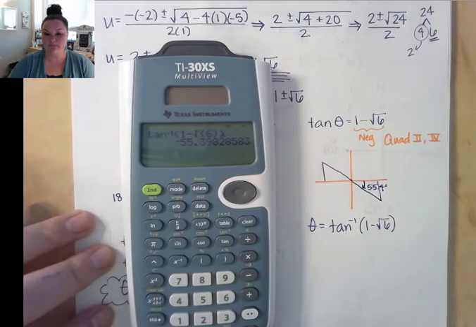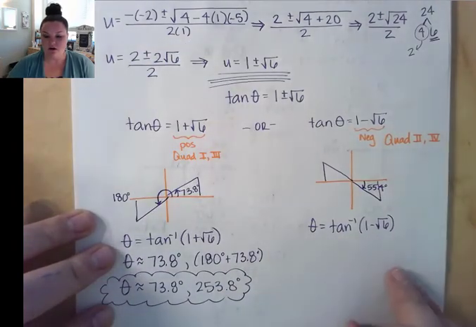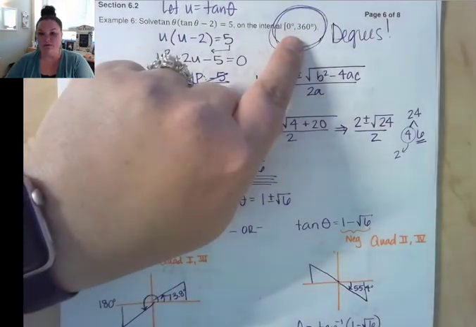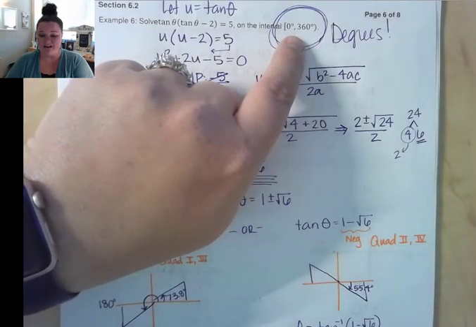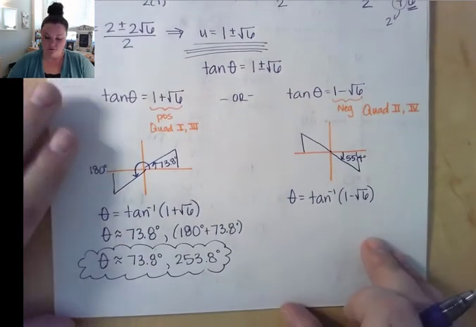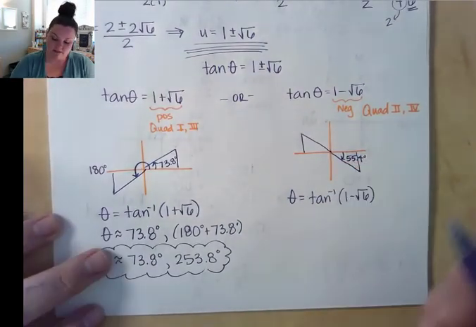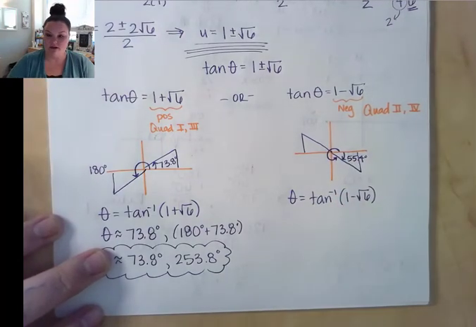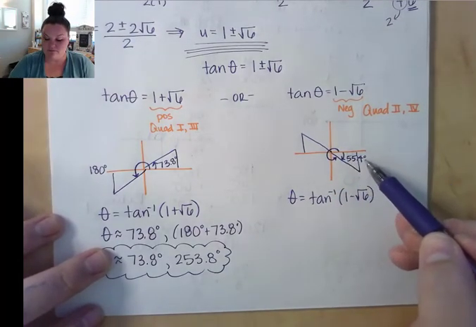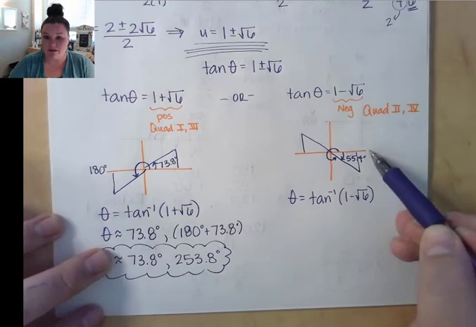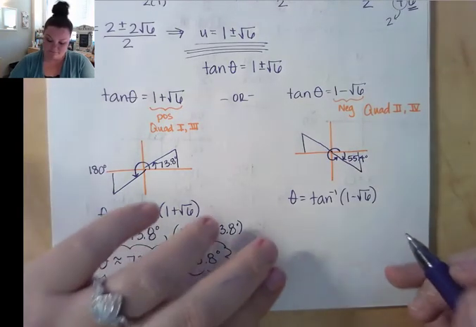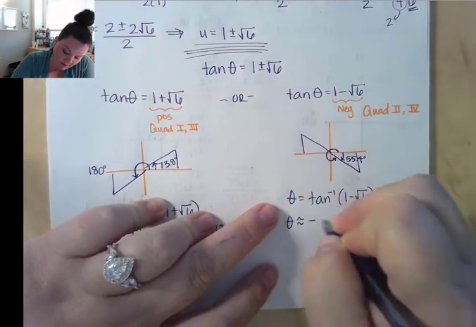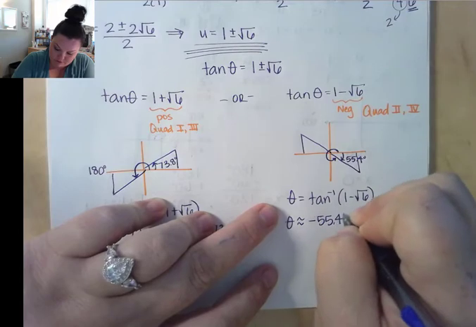Degrees. So our original instructions say we want it from 0 to 360 degrees, so we don't want negative angles. So I have to figure out what this angle is when I start on this side and go all the way around to here. That is 55.4 degrees short of being back up at 360. So I have, oh, here, I forgot to write it, negative 55.4 degrees.